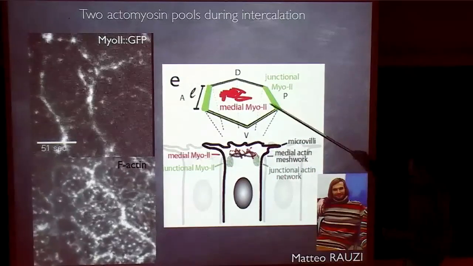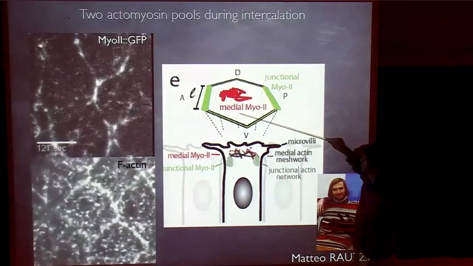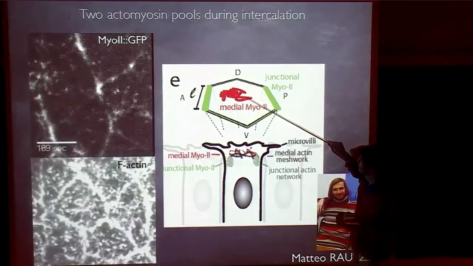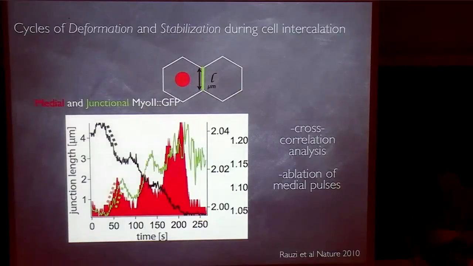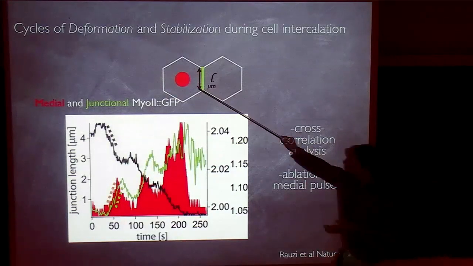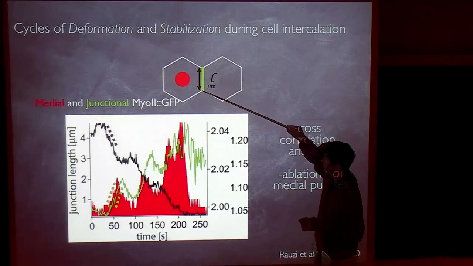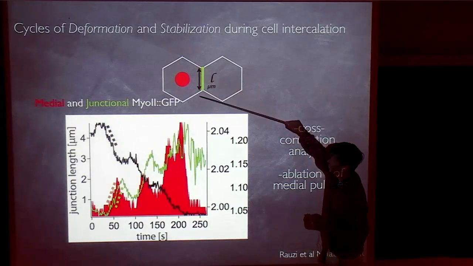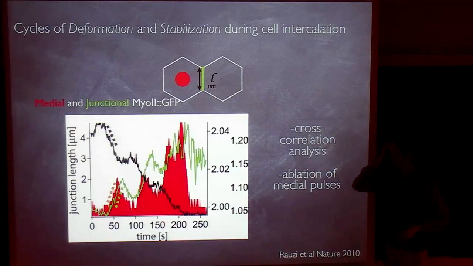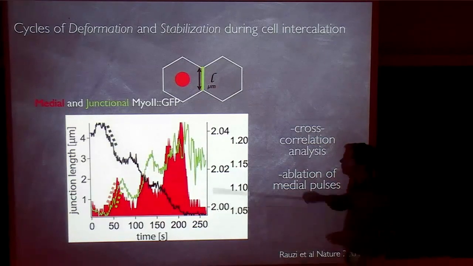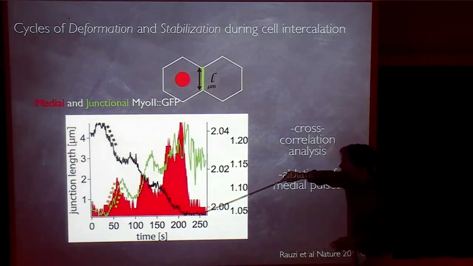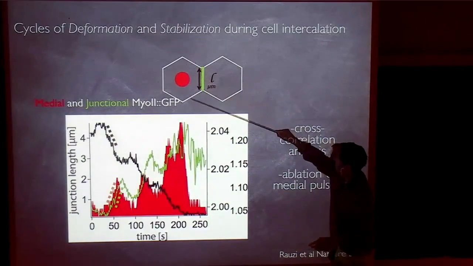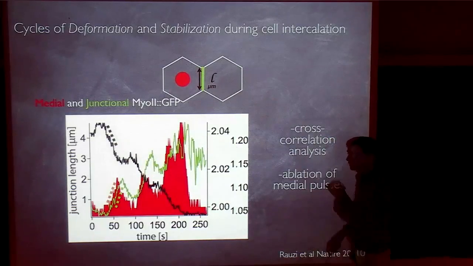And so this is a medial actomyosin pool, to call it simply, and the junctional myosin 2 pool. And this is a typical example in a single cell of the kinds of dynamics of medial myosin 2 in red, junctional myosin 2 in green, and the length of this junction, which is the morphogenetic output of the cells when they enter intercalation. This junction, you remember, shrinks, and it does so from 4 microns down to 0, all the way down to this 4-way vertex configuration until something else happens.